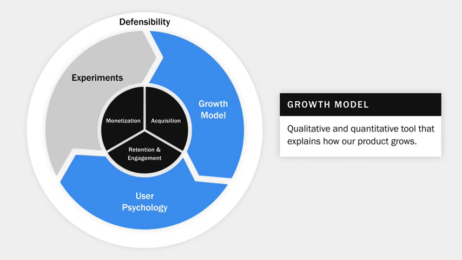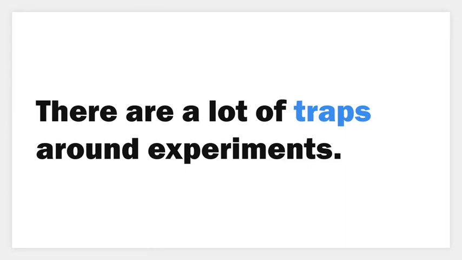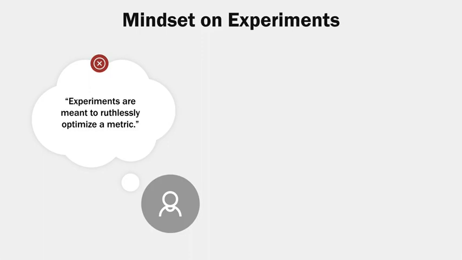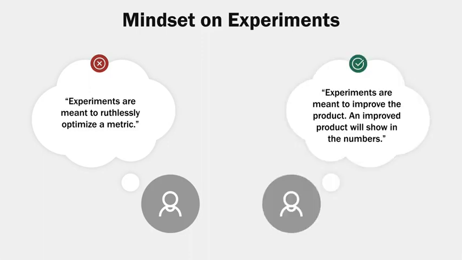the two tools that we use to navigate ourselves towards growth initiatives that have large impact on our product and our business. But there's a lot of different traps around experiments and common misunderstandings that we need to go through first. The first common misunderstanding is viewing the purpose of experiments as a way to ruthlessly optimize a metric. We view experiments instead as a way to improve the product, knowing that if we improve the product, it will show up in the numbers and improve the metrics along the way.